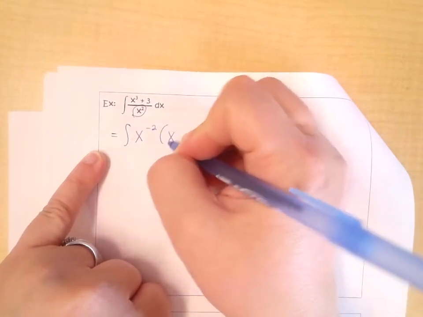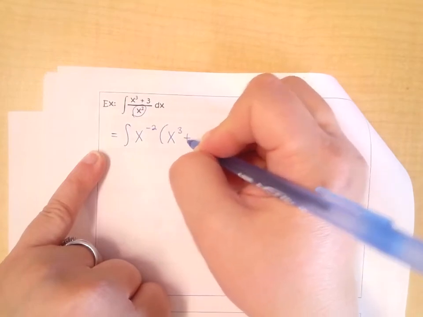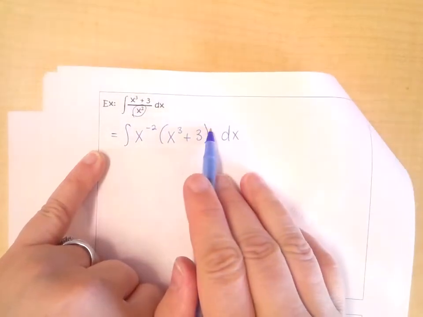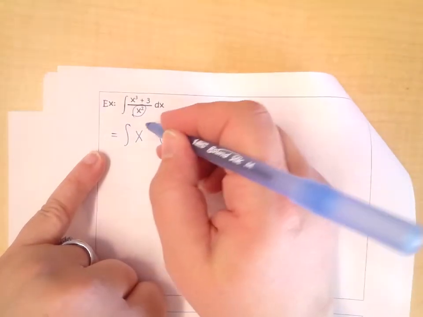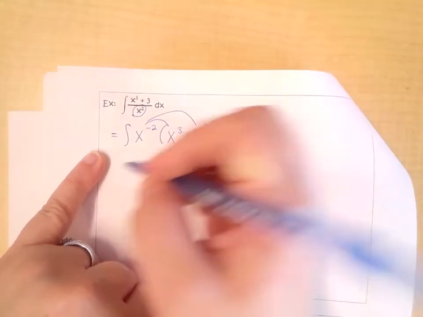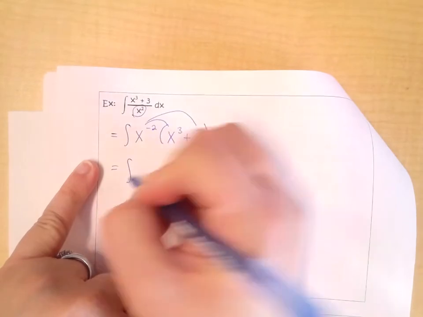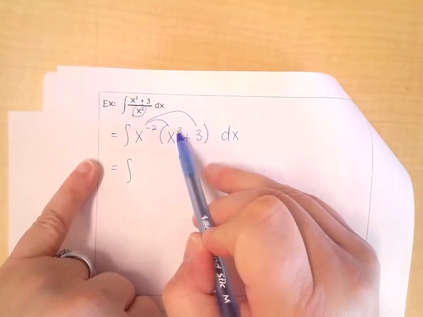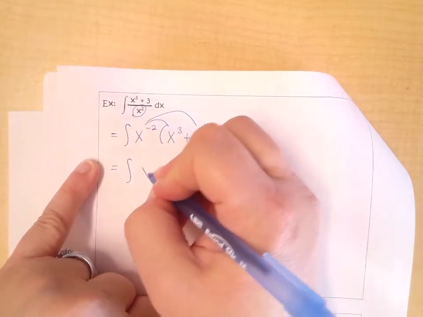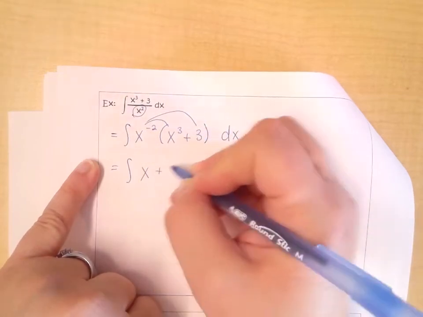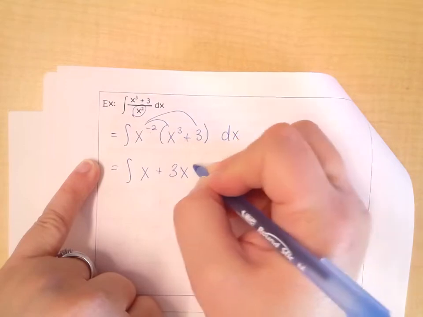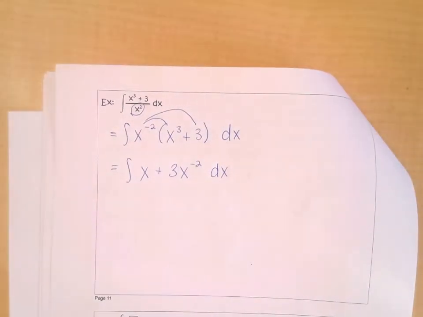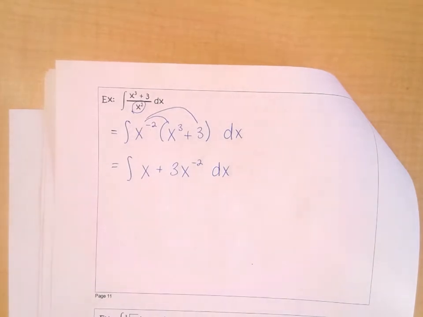Moving up and down changes the sign. And since there's no parentheses on that, I can distribute. Negative 2 plus 3 becomes 1. And that looks a whole lot simpler to integrate than what we started with.